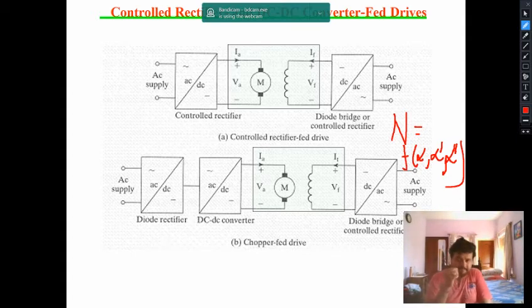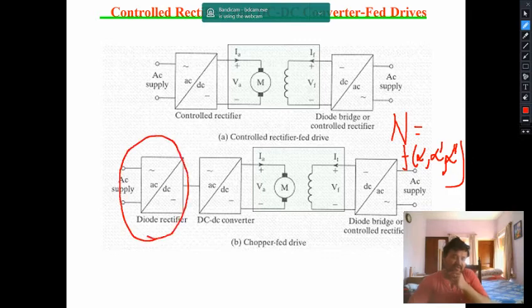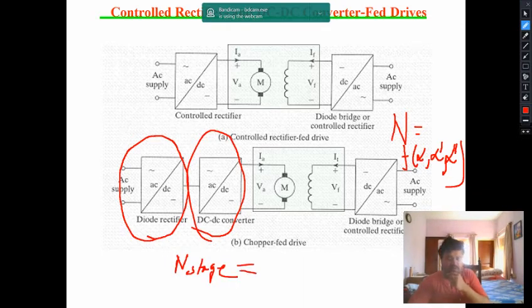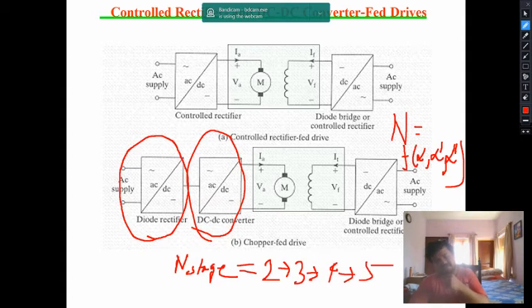But there is a problem. What type of problem? The more you increase the number of stages, n stage, if I show this as the variable, if this is equal to 2, let us say you increase it to 3 or maybe 4 or maybe 5. So the more you increase the number of stages, what will happen? There will be power loss associated with each of these stages.